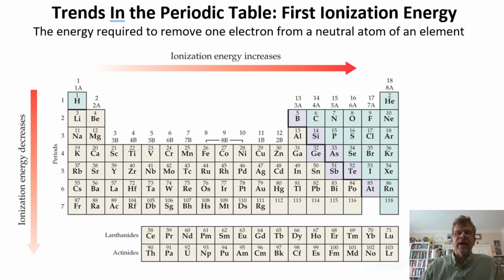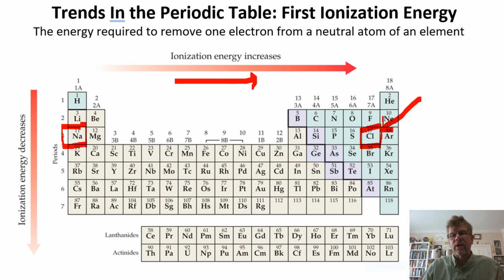Going across a row in the periodic table, ionization energy increases. So if we pick a particular row, say this third row, sodium versus, how about chlorine, which one would have a higher ionization energy? Well, as we follow this trend arrow right here, that increases, the higher first ionization energy would belong to chlorine, as opposed to sodium. Now this makes sense ultimately.